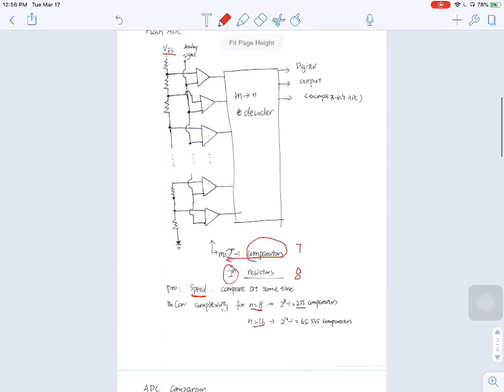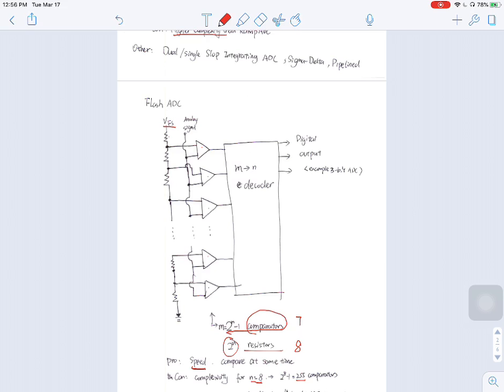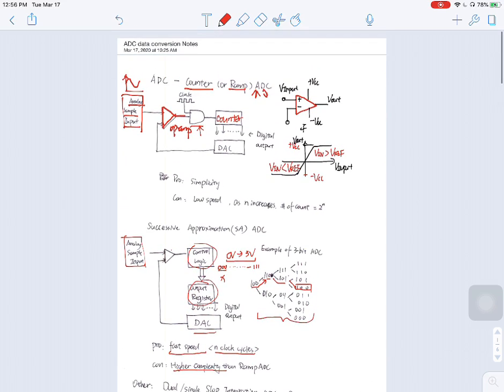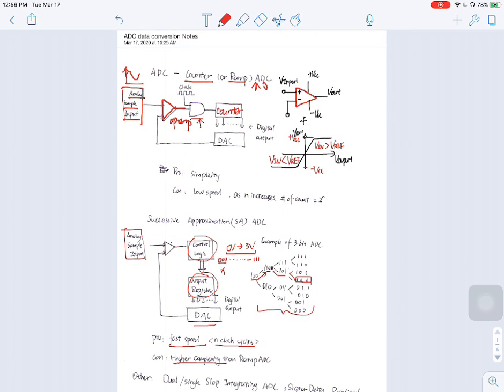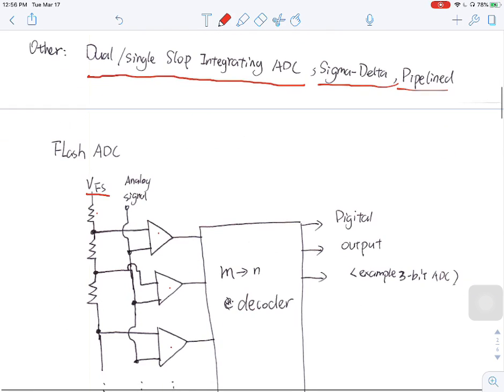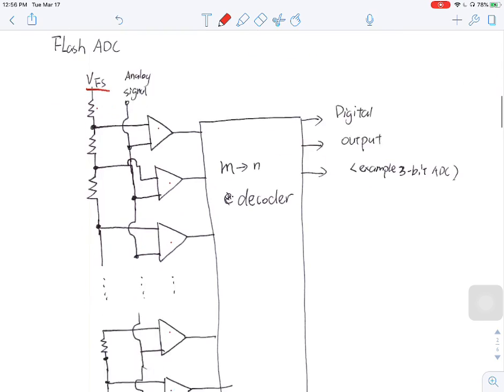Okay, so far we talked about flash ADC, successive approximation ADC, and the counter or ramp ADC, three popular types of ADCs. There are other types of ADCs. Here you will probably see, for example, dual or single slope integrating ADC, sigma delta ADC, and pipeline ADC. Those are other types of ADCs that probably give you some trade-off between speed and accuracy, but we won't talk about that in this class.